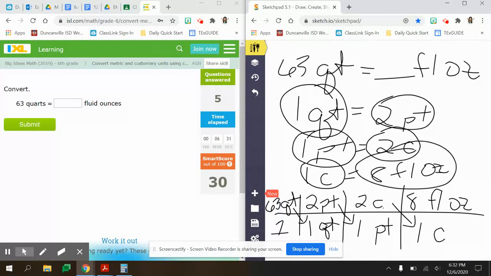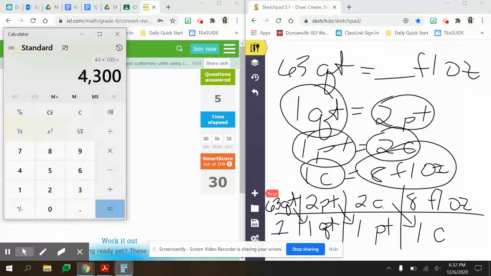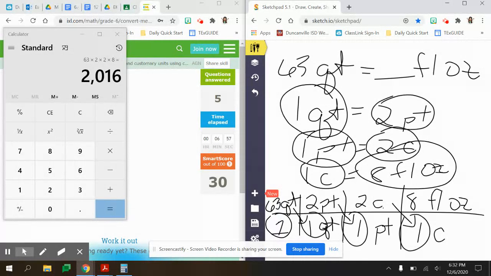So what am I going to do with all these numbers? I'm going to multiply straight across and get a fraction answer. Let's multiply the top. The top is 63 times 2 times 2 times 8, which equals 2016. On the bottom, I've got 1 times 1 times 1 times 1. So we got lucky here, just ones across the bottom.